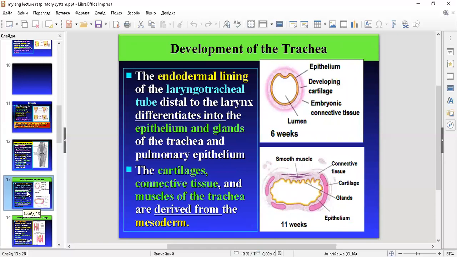Development of the trachea. The endodermal lining of the laryngotracheal tube, distal to the larynx, differentiates into the epithelium and glands of the trachea and pulmonary epithelium. The cartilages, connective tissue, and muscles of the trachea are derived from the mesoderm.